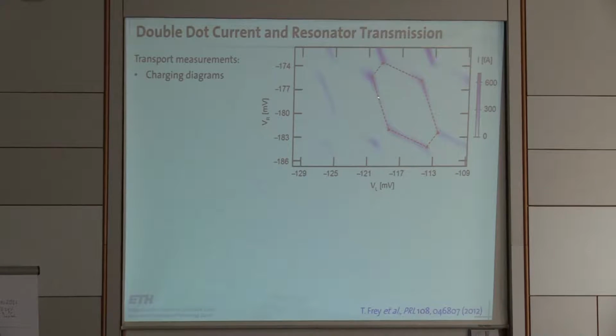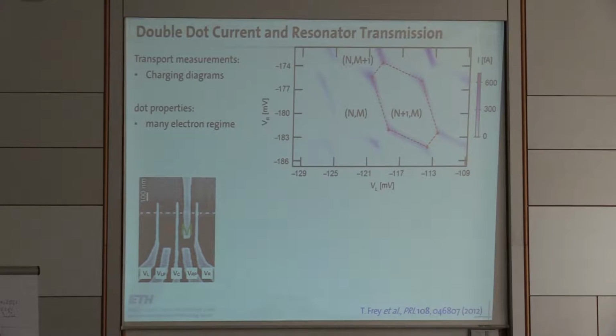That's a typical charge transport measurement, where at the so-called triple points you see the maximum current flowing through the structure. There's also current flowing along the edges of these honeycombs. Initially, the experiments that we did were with semiconductor quantum dots in the many-electron regime, where n and m are both much larger than 10, say between 10 and 100 or so.